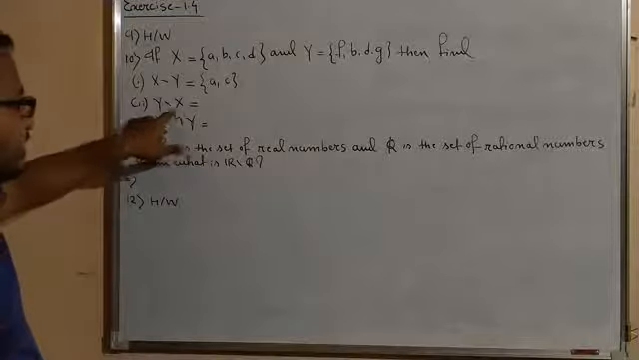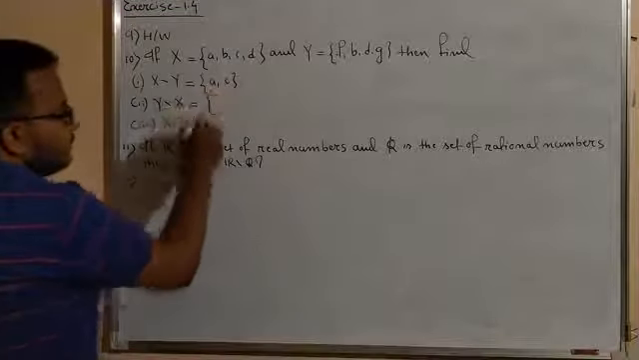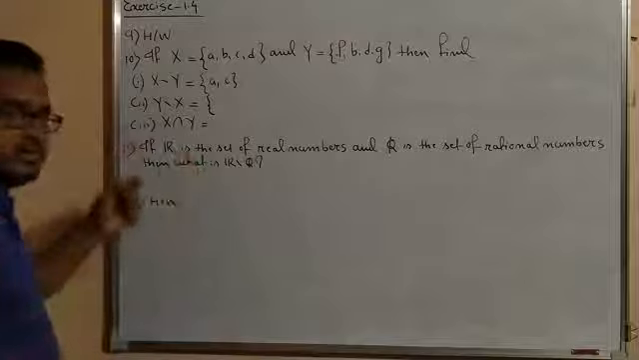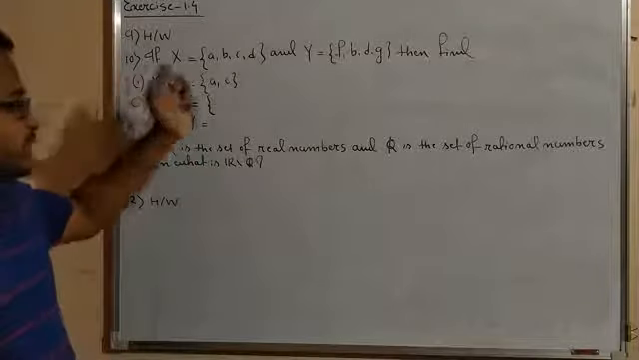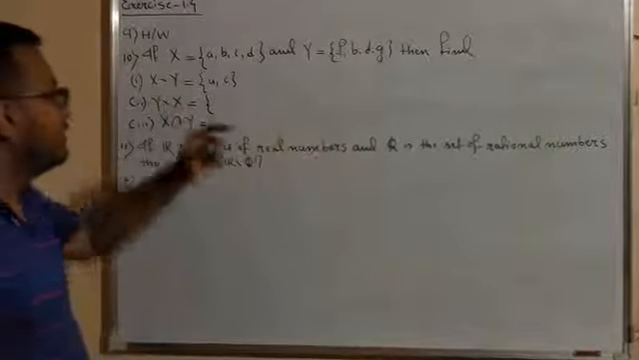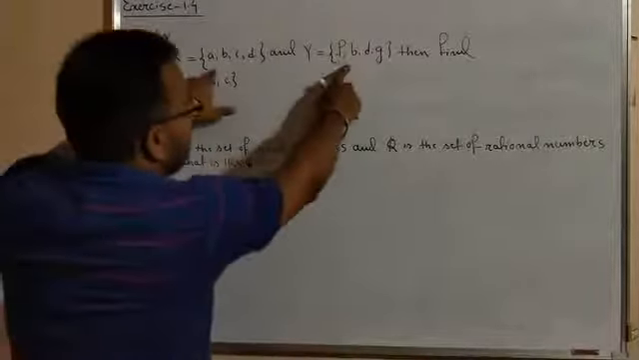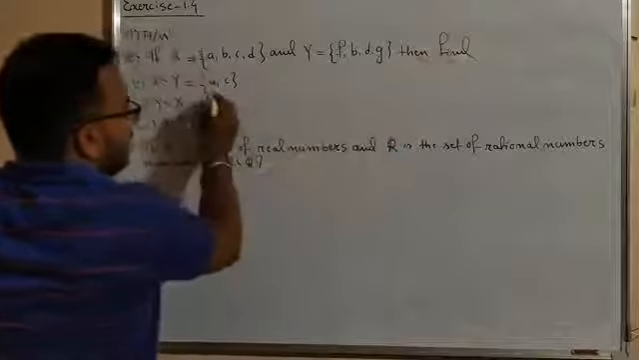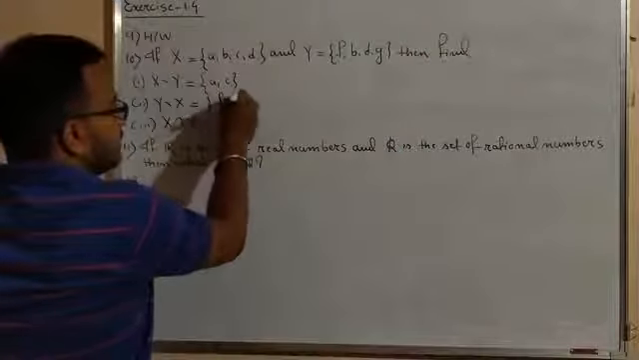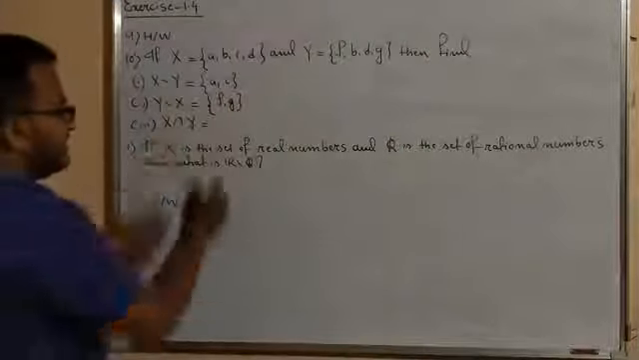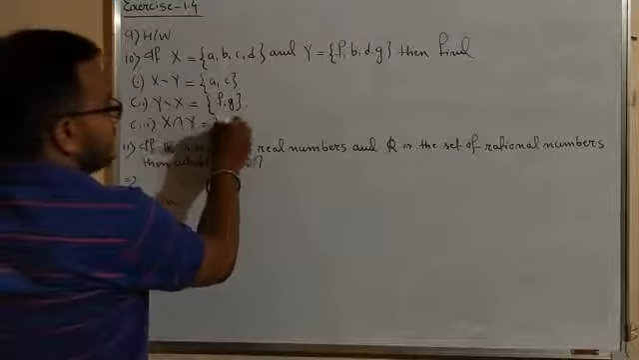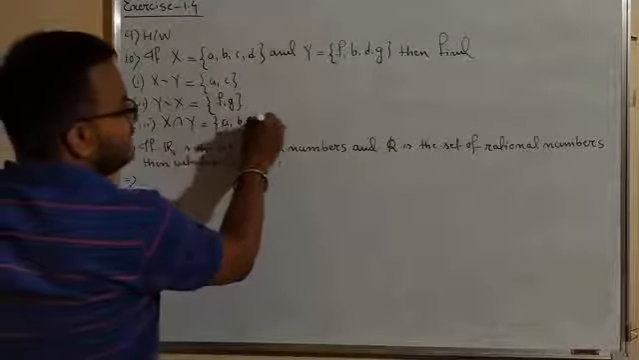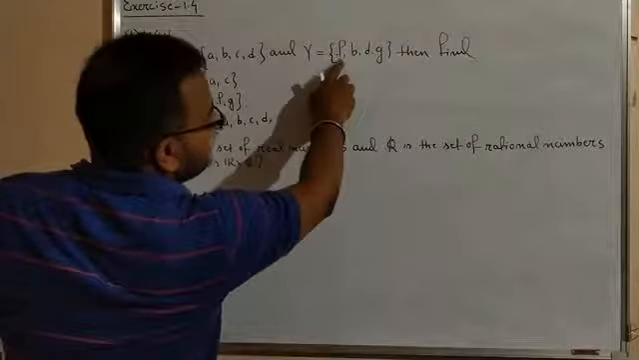Y difference X. So in this case, what you have to do, you just find the common elements between the sets X and Y and remove these common elements from the set Y, right? So the common elements between X and Y are B and D, right? So you have to remove B and D from the set and you have to write F comma G, right? So now what is X intersection Y? It is very easy. It is {B, D}.